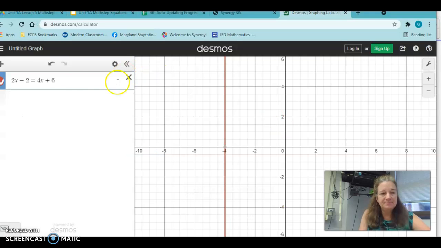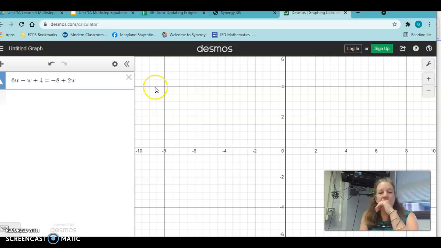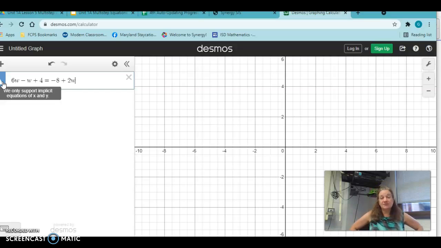So I'm going to put this next one in, okay? So now I've got 6w minus w plus 4. I'm typing it exactly the way I see it on my paper. But here's my problem. There's no line here, and there's an exclamation point right here next to my problem. That means that the computer does not know what to do, okay? It can't do substitution because there's an equal sign, so it doesn't know why I'm using a W. And it can't graph because I'm using a W. I need a graph. And when you need a graph, you have to use the letter X.